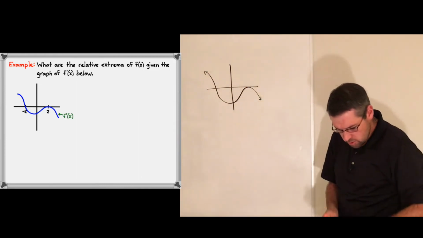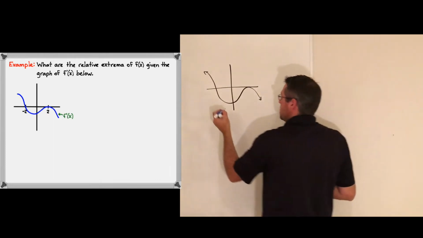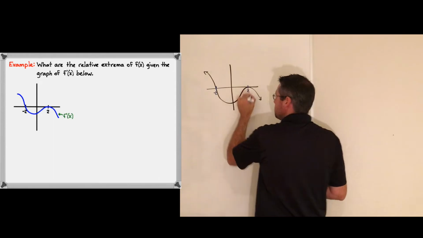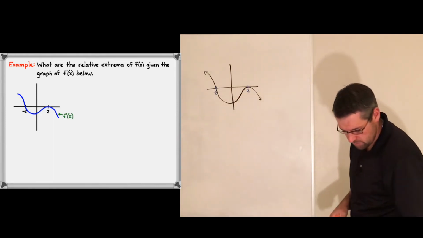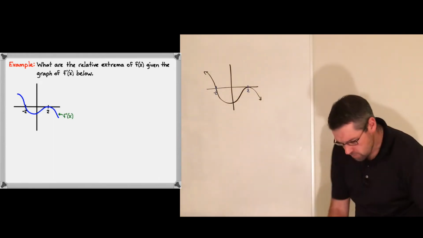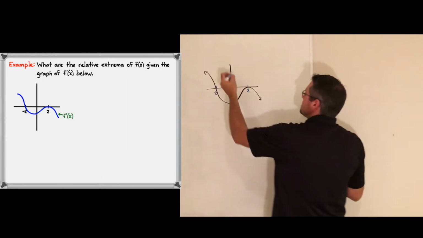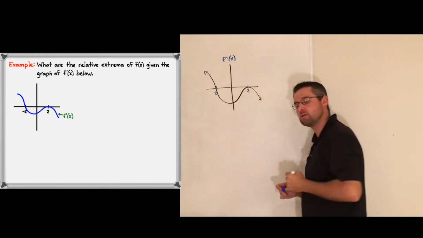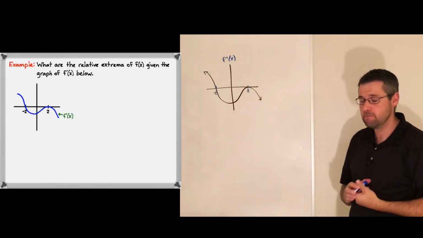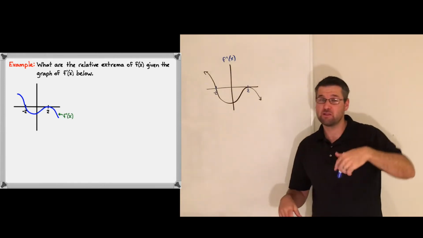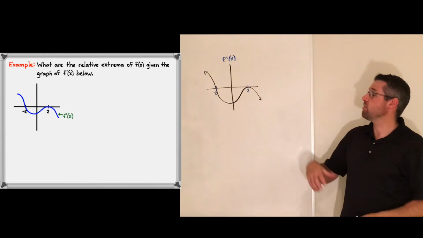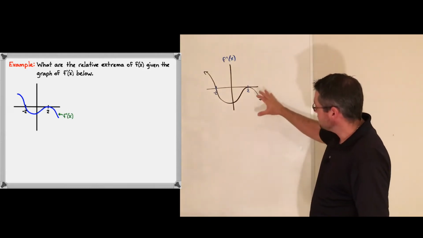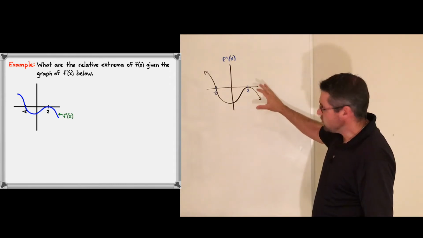Okay, so at -2 and at 2, we have these values here. And notice this graph is the graph of f prime of x. This is not the graph of f of x. There's a huge difference between looking at the graph of the derivative and the graph of the function. So looking at this graph, what do we see?